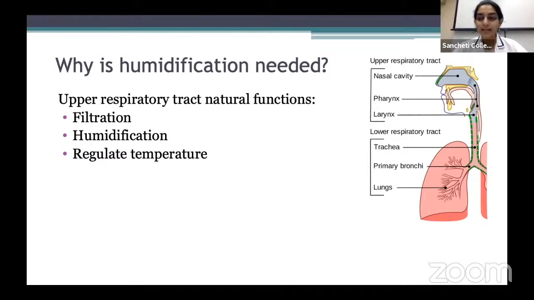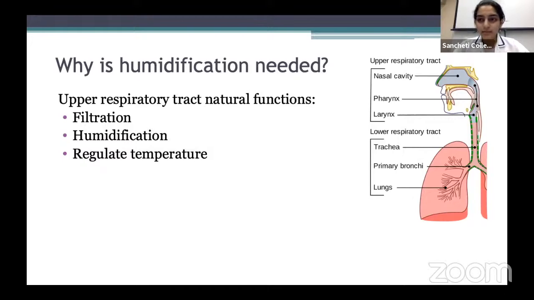By the time air reaches the lower respiratory tract, it is all nice and filtered, so all the foreign particles are out. The air gets humidified because the nasal mucosa has a lot of glands which secrete mucus, which has a lot of water content. That water gets transferred into the air being inhaled. And regulation of temperature: it makes the air warm, so that before it reaches the lower respiratory tract, it gets warmed up to body temperature.